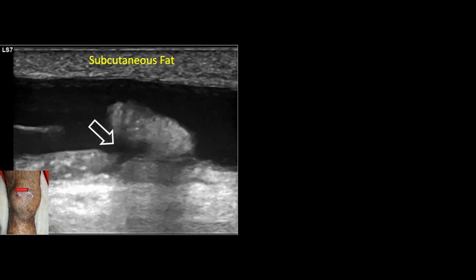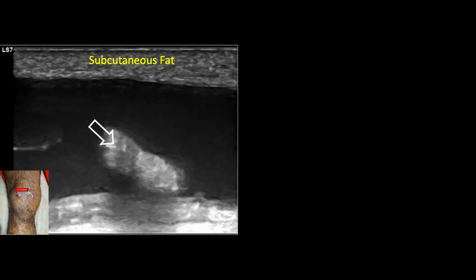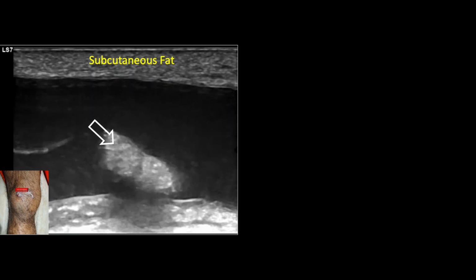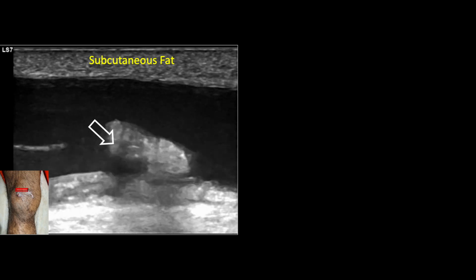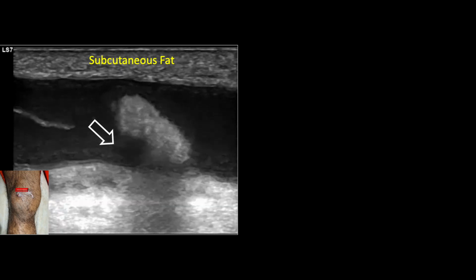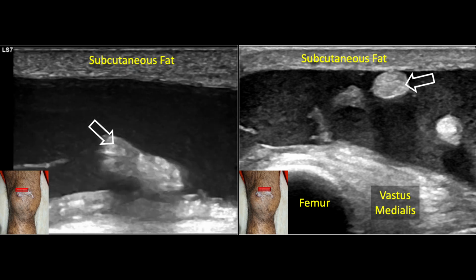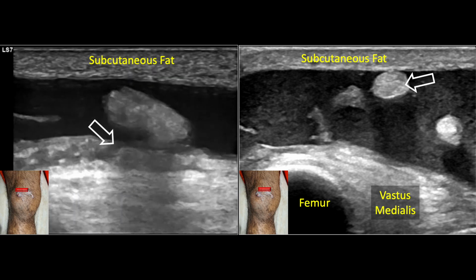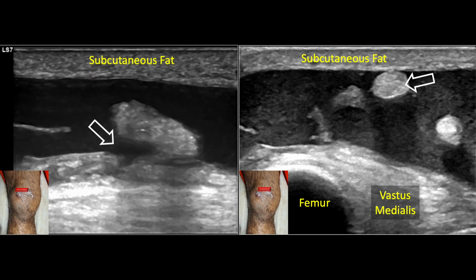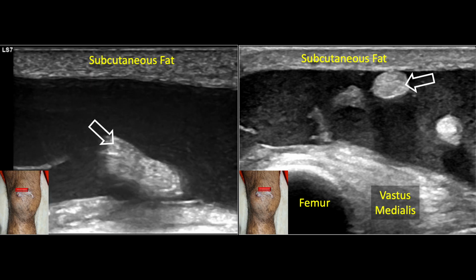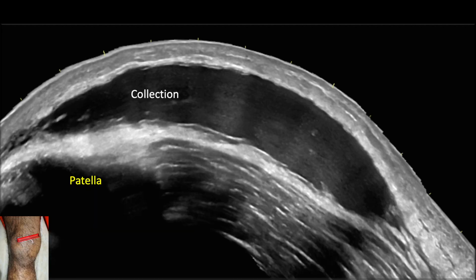So when I apply pressure over here, what we see is there's displacement of the fluid as well as movement of the fat globules. Application of pressure shows displacement of the fluid, confirming the cystic nature of the lesion, and identification of the fat globules is important since that will help us in narrowing down our differential diagnosis.